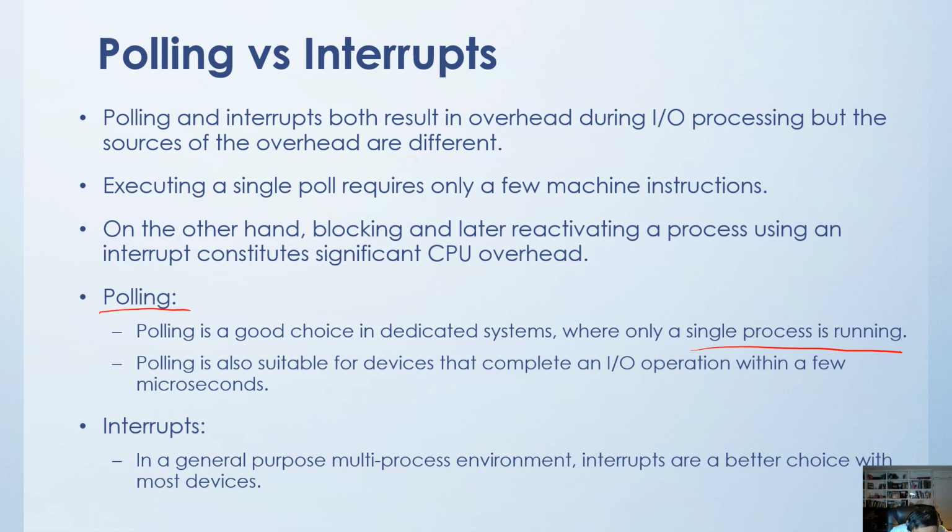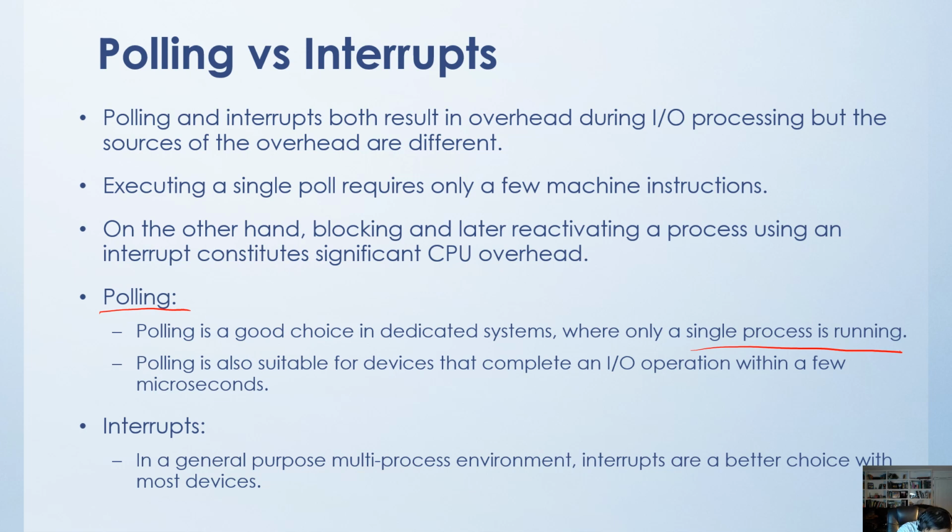Okay. Now polling is also suitable for devices that complete the I/O operation within a few microseconds. So if the operation itself is so quick, then the driver can keep reading the busy register to see, are you done yet? Are you done yet? Because the operation is going to take only a few microseconds. So it will quickly finish the job so the CPU can run the follow-up instructions. So polling is good for an I/O operation which requires a very short period of time, or a dedicated device. There's only one process.